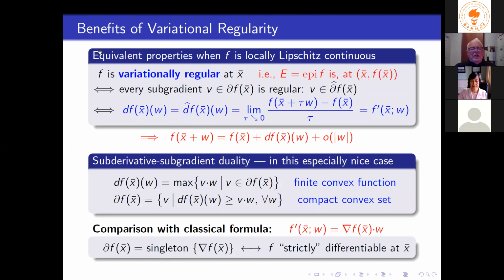Now, all that is unnecessary in the presence of variational regularity. This is where the epigraph is variationally regular at the point in question. And that means that every subgradient is regular. All the subgradients in this set are regular. And it also corresponds to the fact that all these different directional derivatives coincide. That is the general one with the regular or Clarke directional derivative, and it also corresponds simply with taking a limit and therefore with a classical one-sided derivative. They all agree in the presence of this, as in the case of a convex function, for example.